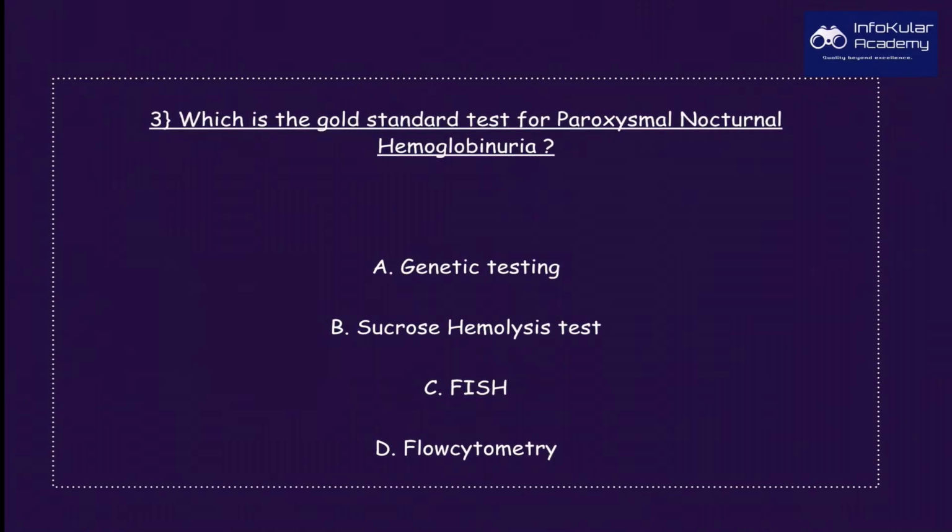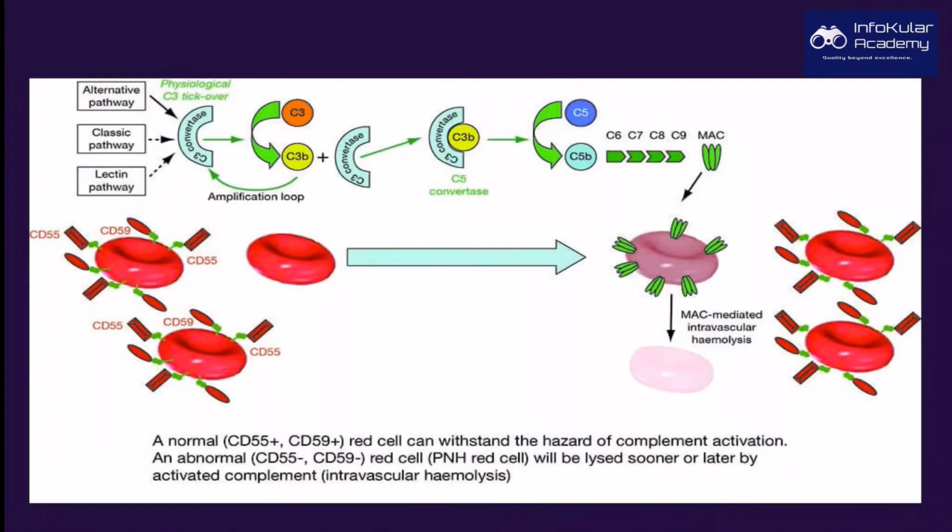Third question. Which is the gold standard test for paroxysmal nocturnal hemoglobinuria? I have seen a trend that students tend to pick up the option that has FISH mentioned, and that is because there is increased frequency of questions on FISH lately. But be careful. Paroxysmal nocturnal hemoglobinuria is a condition which takes place during night.